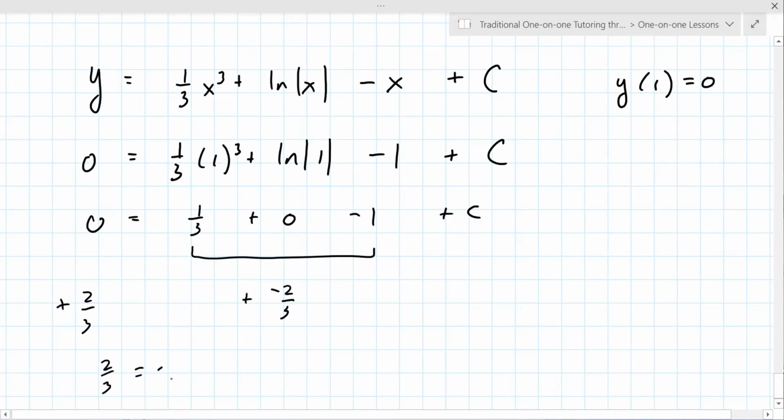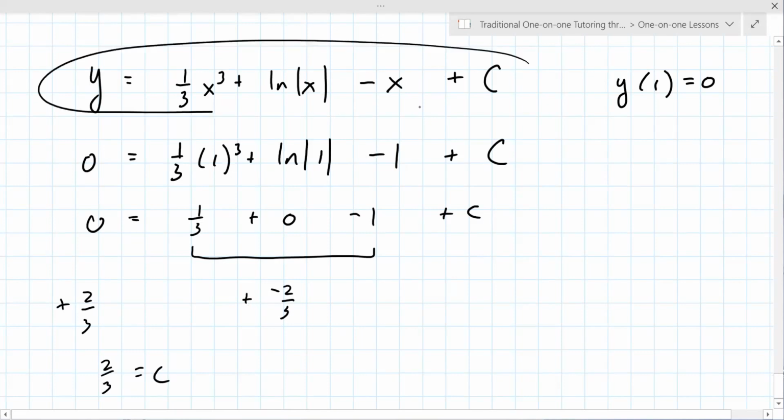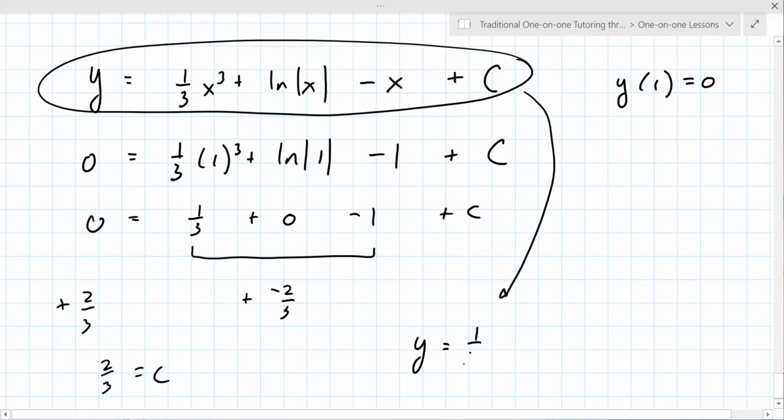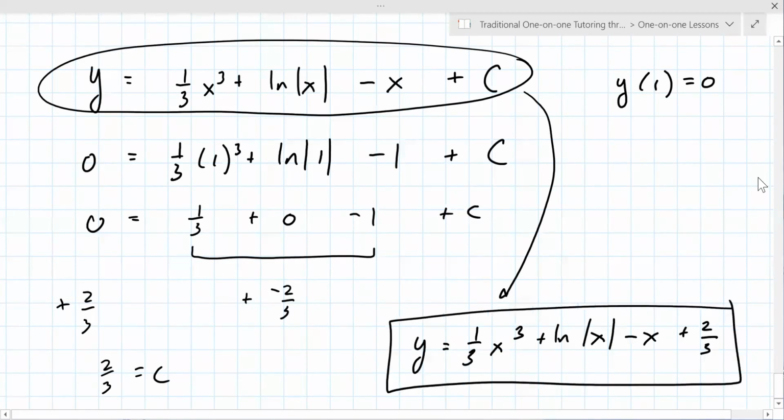So you get 2/3 equals c. Then you go back to this line right here and substitute in your constant of integration. Here's your final answer for that one.